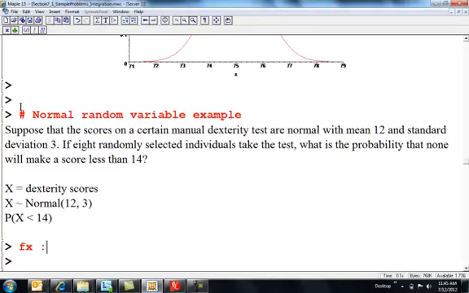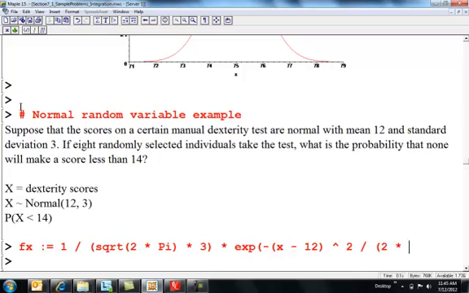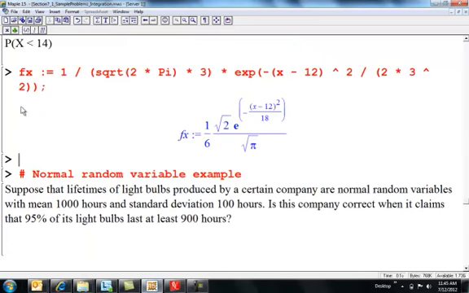So let me put f of x in. 1 divided by square root of 2 times pi times sigma, times exp of the negative x minus mu, where mu is 12, divided by 2 times sigma, 3, squared. Looks good. Let's integrate.